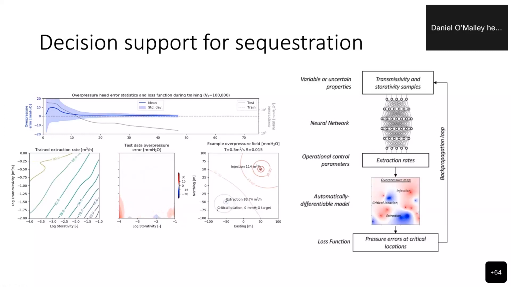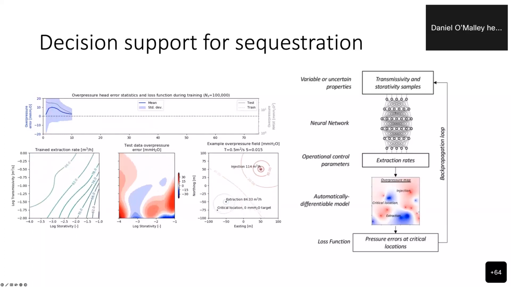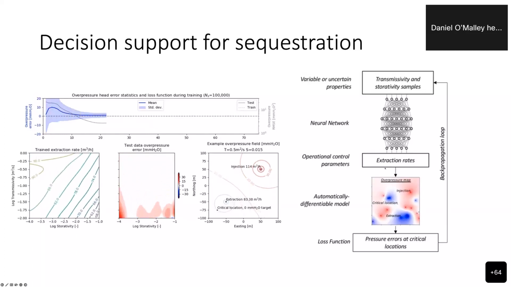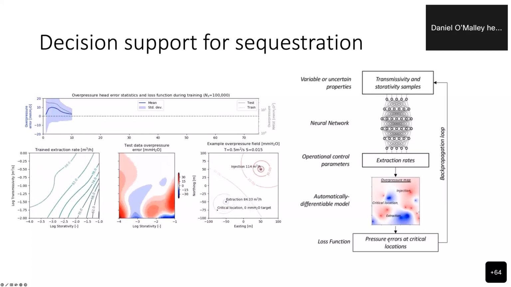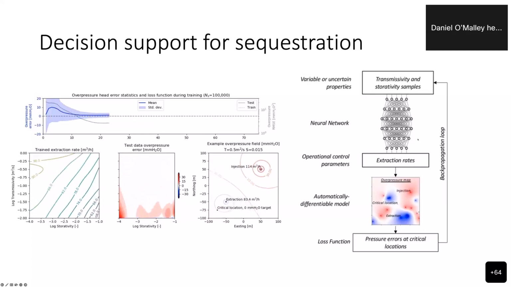And here we have a workflow that you can see on the right. Things like the transmissivity and storativity are being passed into the neural network. The neural network is producing extraction rates as an output. This goes into an automatically differentiable physics model, and in this case, it's a really simple, analytical model. Then we have this loss function, and we can train this. As we're training it, we're computing the gradient, doing a gradient descent-based method, tweaking the weights of the neural network until we eventually learn how to manage the pressure in the reservoir by controlling the extraction rate.